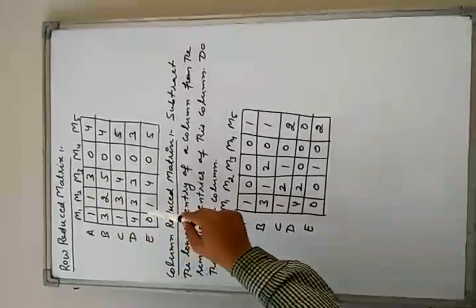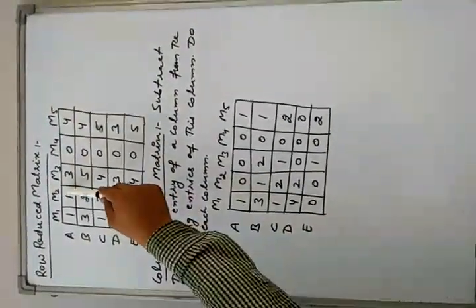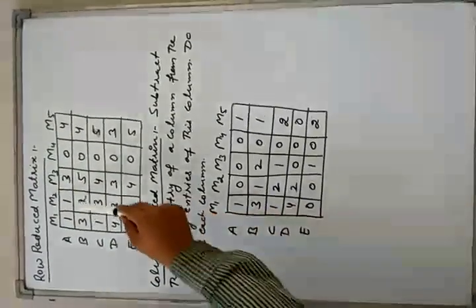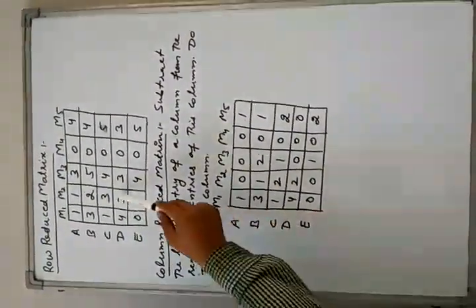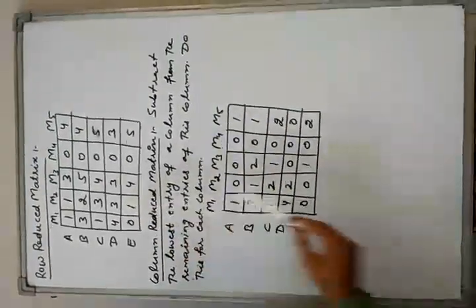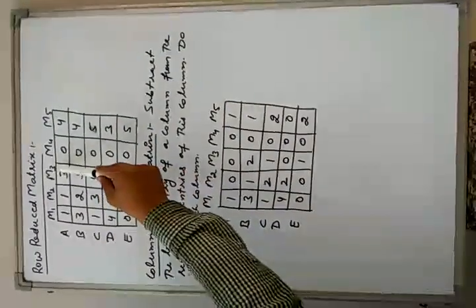The lowest entry of the second column is 1. Subtract this entry from the remaining entries of the second column. 1 minus 1, 0. 2 minus 1, 1. 3 minus 1, 2. 3 minus 1, 2. 1 minus 1, 0. The lowest entry of the third column is 3.